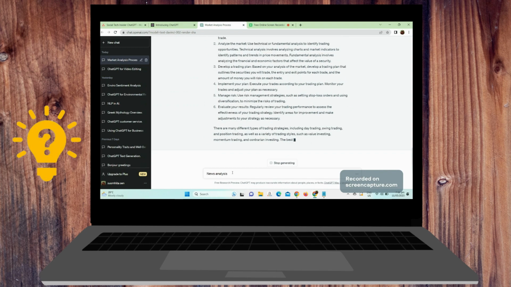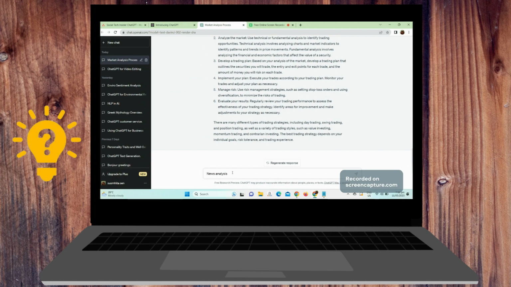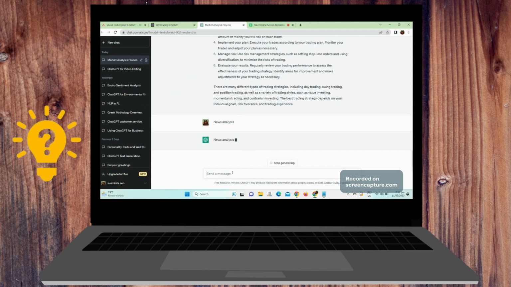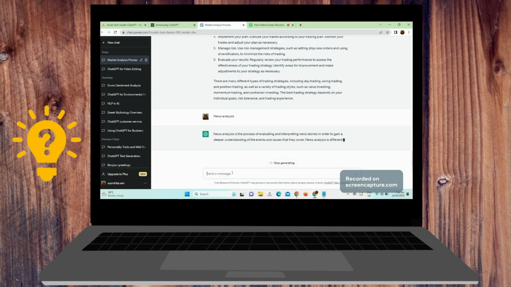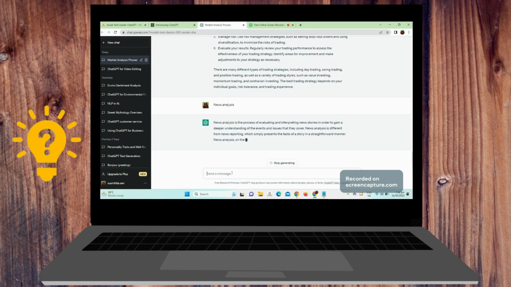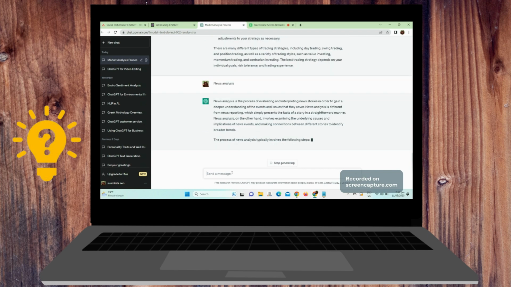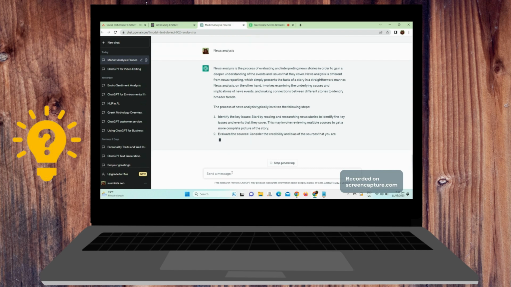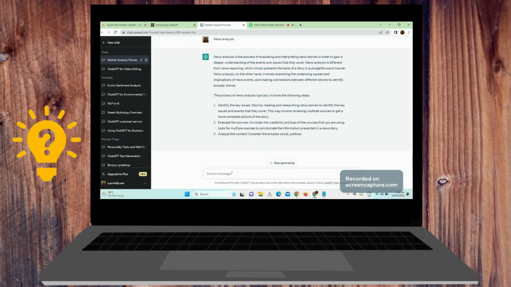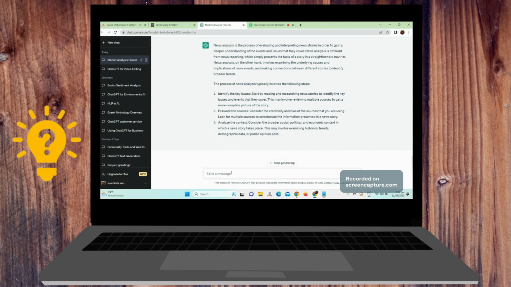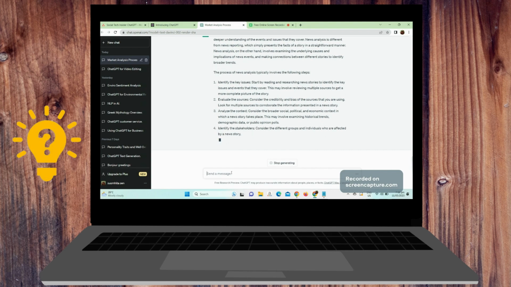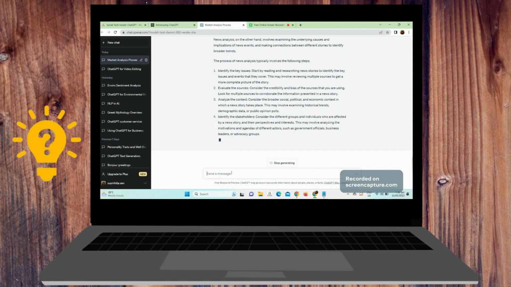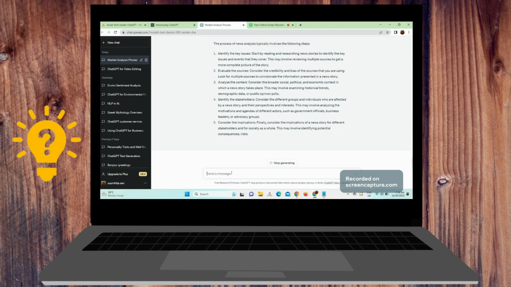To use ChatGPT for stock trading, you can input questions or prompts related to the information you are looking for. For example, you can ask ChatGPT to analyze a particular stock or provide insights into a market trend. ChatGPT will then generate a response based on the data and information it has been trained on.